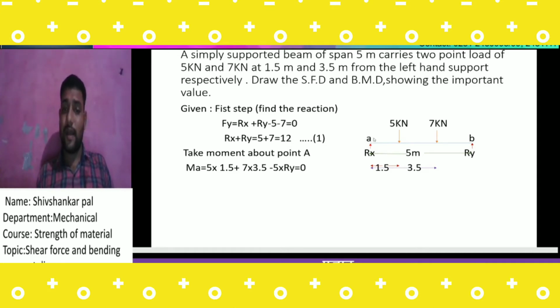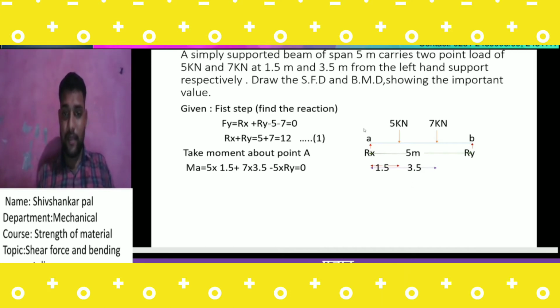Anyone can choose moment about A or moment about B to find out the reaction of the supported beam. I am taking the moment about A. The moment due to Rx is equal to 0. Rx into 0 means the moment is equal to force into perpendicular distance.